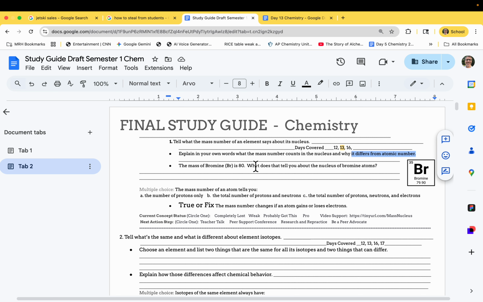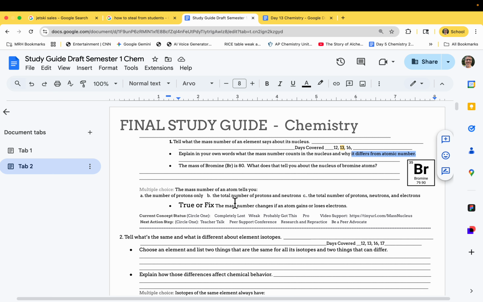The mass of bromine is given as 80 on the periodic table. It's actually 79.9, which is really close to 80. What does that tell you about the nucleus of bromine? It tells me that the particles add up to 80. So on average, there's 35 protons and about 45 neutrons, which adds up to 80. What does that tell you about the nucleus of bromine atoms? That they contain 80 total particles. Protons plus neutrons equals 80.